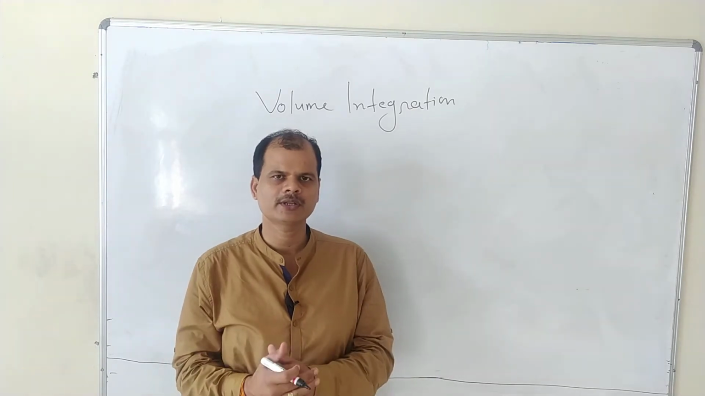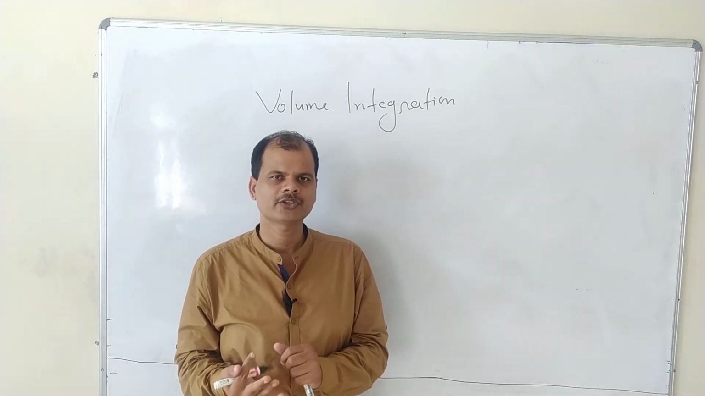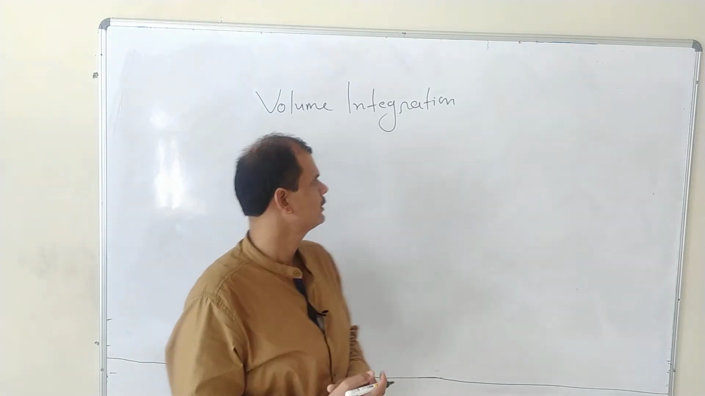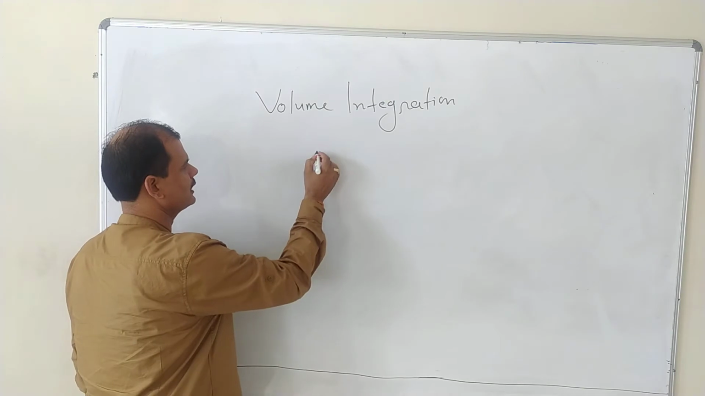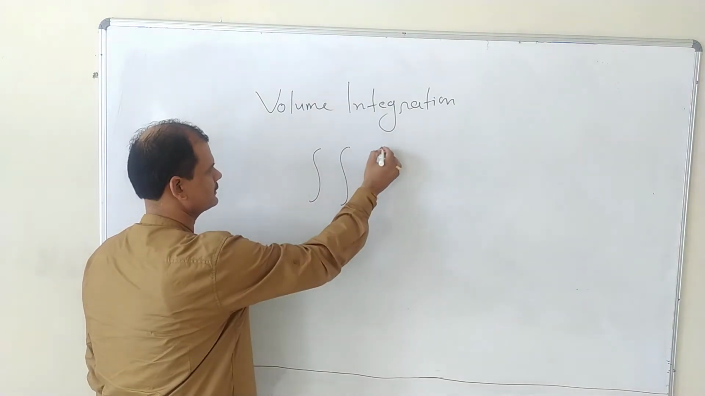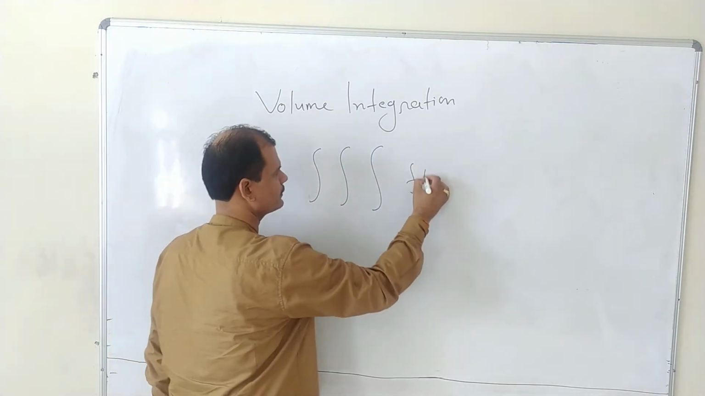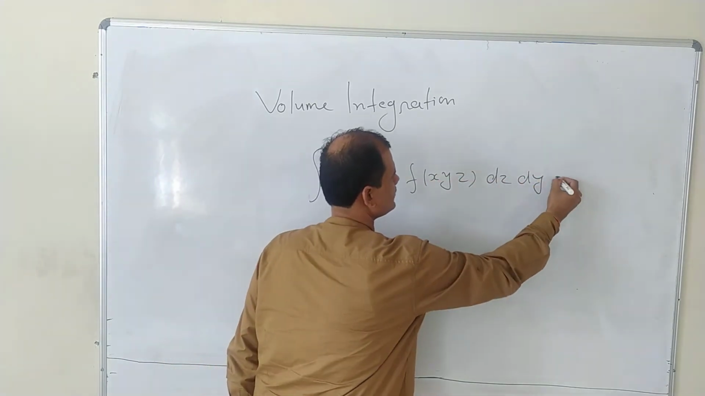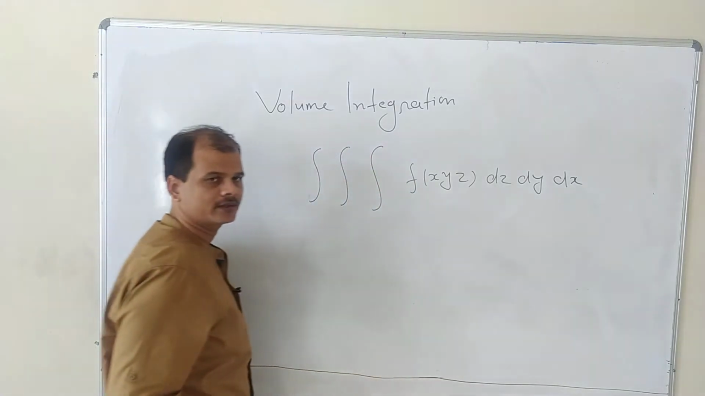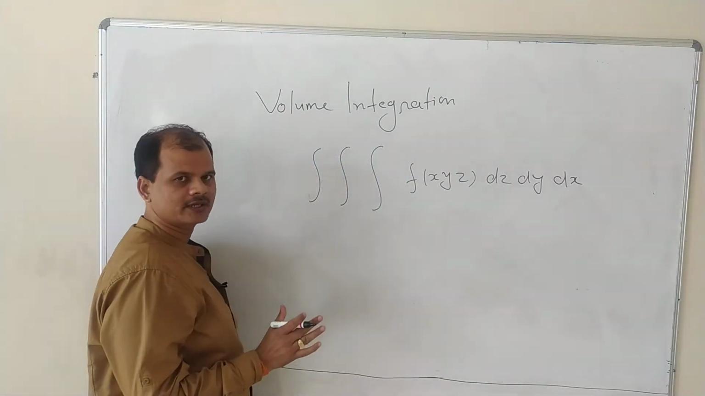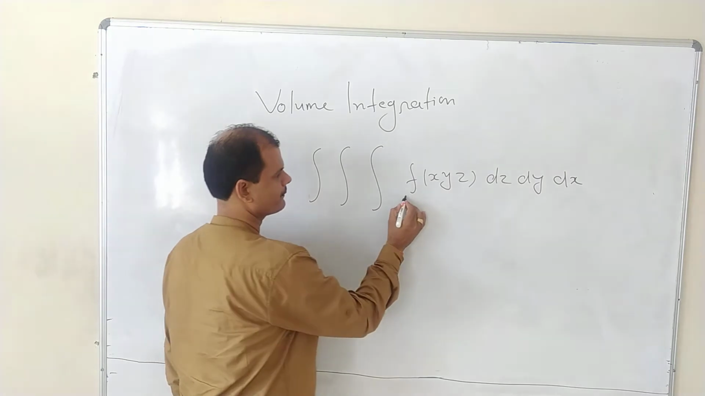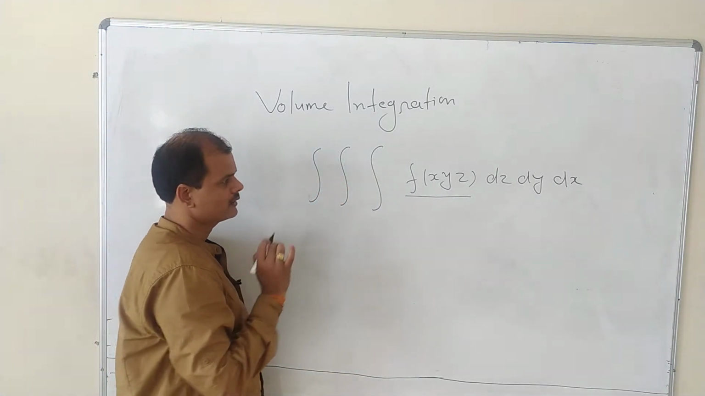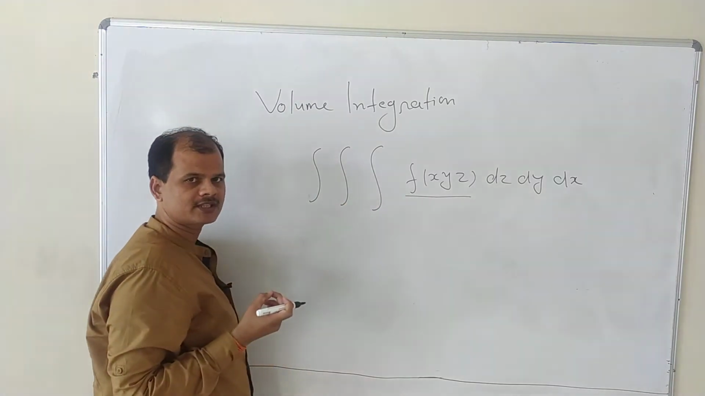In that volume integration we need the 3 limits: x limit, y limit and z limit. Okay, so let me write here. I'll take one volume integration, f(x,y,z) dz dy dx. Fine. So this is your volume integration, and this f here is a scalar. F is the scalar which varies at each point of the space.